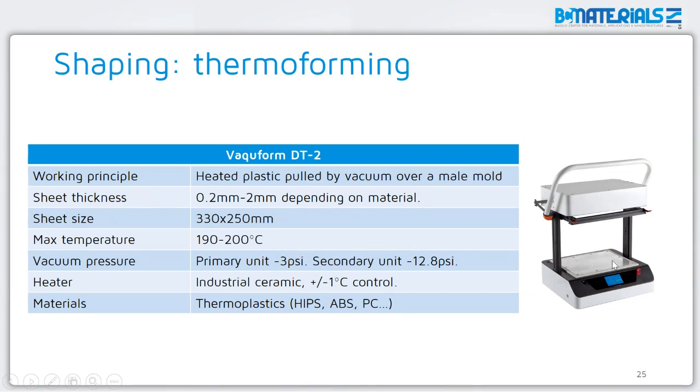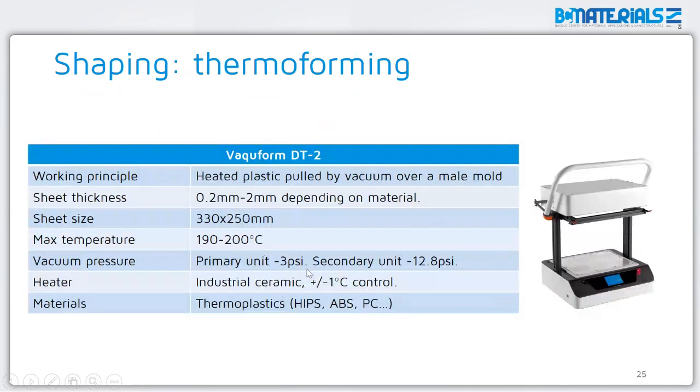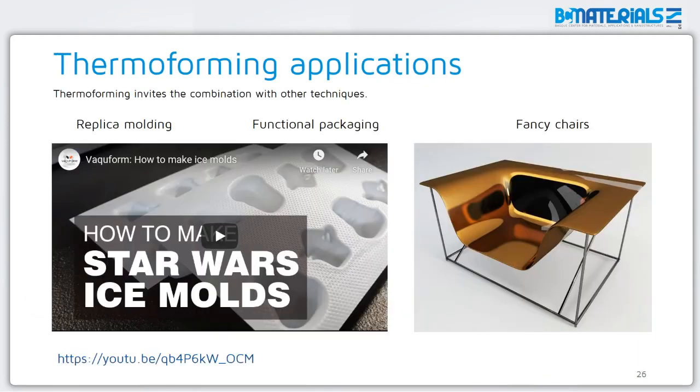The vacuum it applies is actually pretty high. It has a very smart vacuum system where there are two kinds of pumps. The first one applies a small vacuum of 3 psi, and then once that's achieved, the secondary unit kicks in and applies up to nearly 13 psi. And you can process lots of different thermoplastics. Right now we have available HIPS. I think there's also PET-G, and I'm not sure we have ABS sheet, maybe.